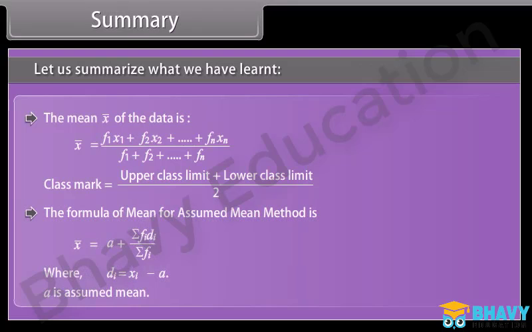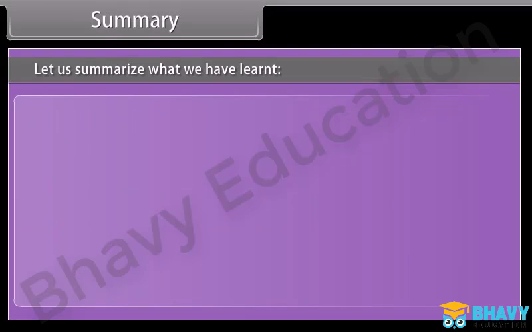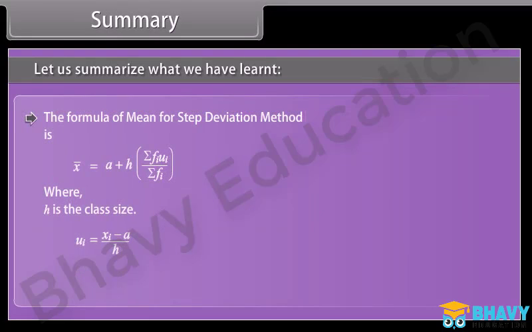The formula of mean for assumed mean method is assumed mean plus summation of the product of fi and di divided by summation of fi, where di is equal to xi minus a. a is assumed mean. The formula of mean for step deviation method is assumed mean plus h multiplied by summation of the product of fi and ui divided by summation of fi, where h is the class size, and ui equals (xi minus a) divided by h.